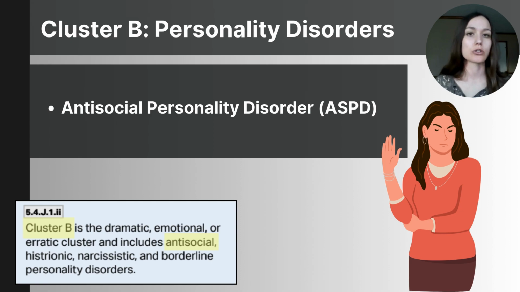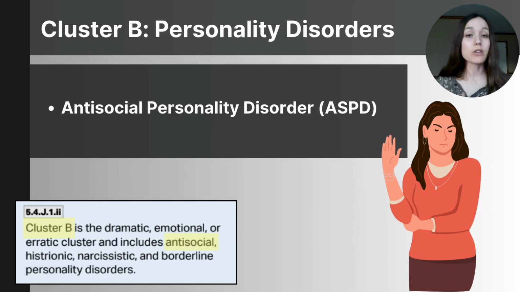Antisocial personality disorder is characterized by having persistent disregard for the rights of others, and this might involve deceit, manipulation, or lack of remorse. To be diagnosed, an individual must first be 18 years old, but they must exhibit at least three of the following behaviors before the age of 15.